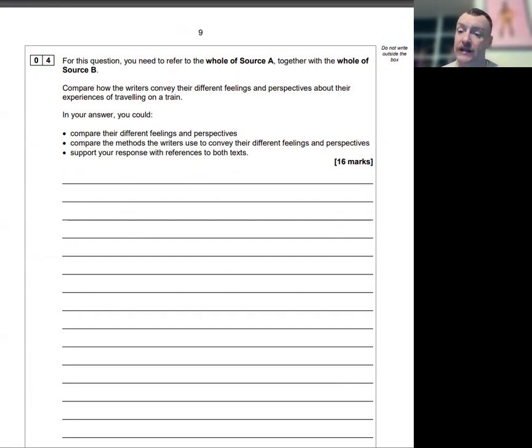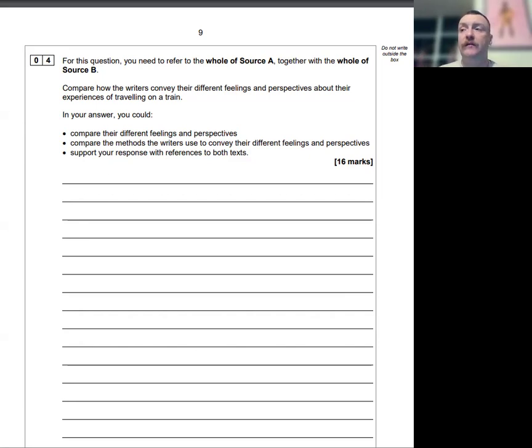The examiners are giving you some hints here. Compare the methods the writers use to convey their different feelings and perspectives, so you can identify both language and structure for these questions. So you think about language, thinking about structure. Support your response with references to both texts.